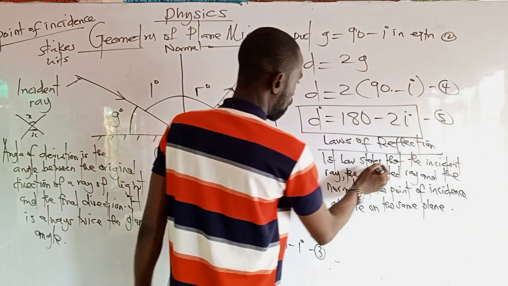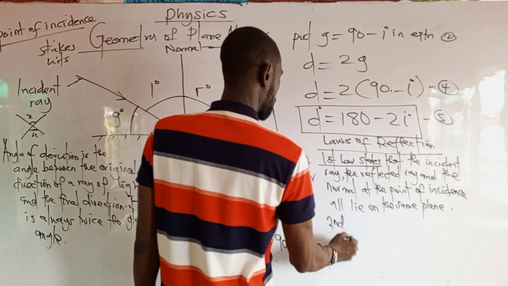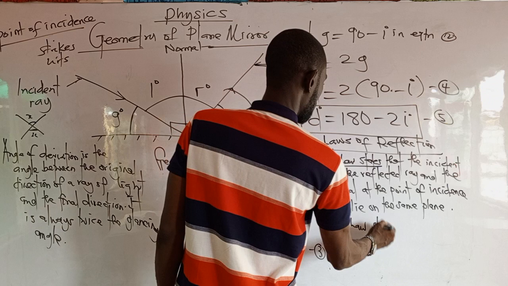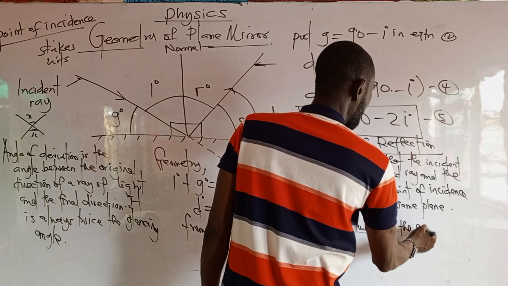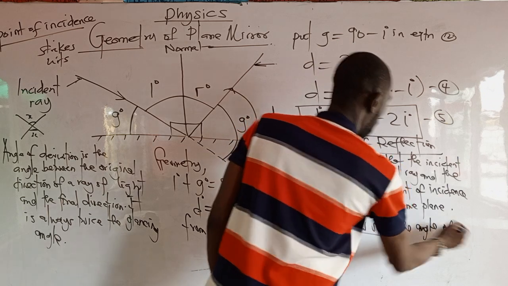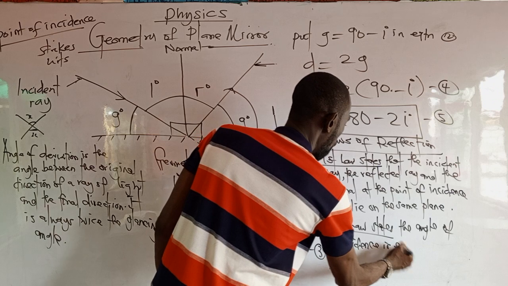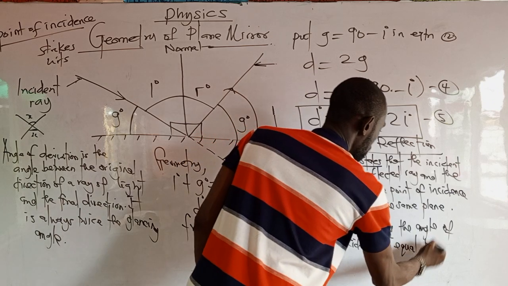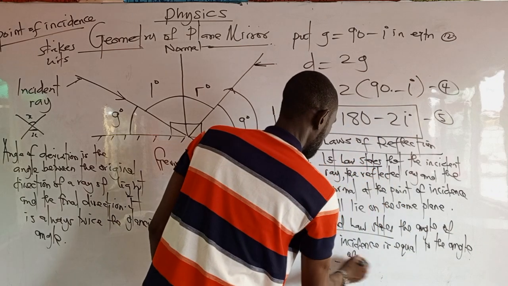This is what we call the first law of reflection. Second law says that what? Second law of reflection says that the angle of incidence is equal to the angle of reflection.